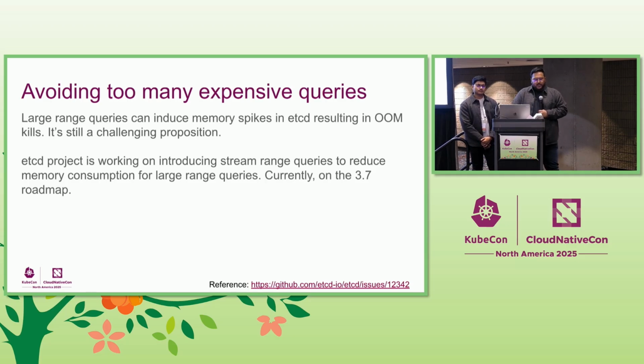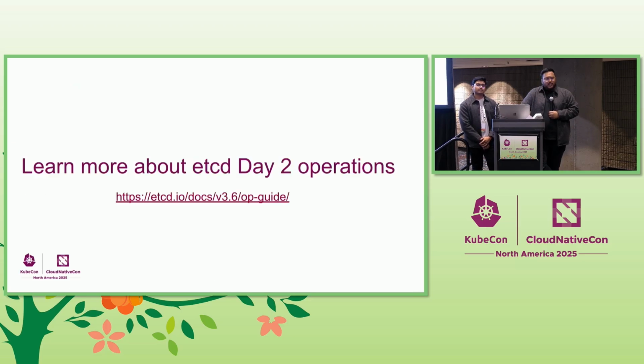Stream range queries will essentially reduce consumption for large queries. Currently, this is on the etcd 3.7 roadmap, but in my conversation with maintainers, they still need people who can devote time to test this feature and work on POCs to figure out how to solve this. Having said that, these are just a few of the operational things, the top concerns that you would run into when running etcd at scale.